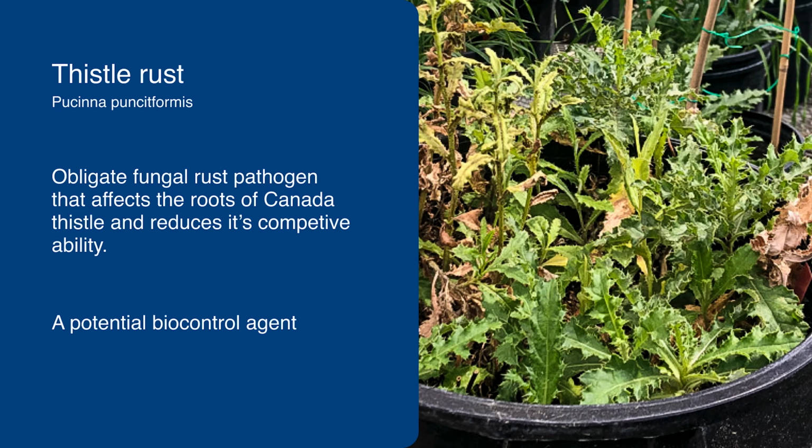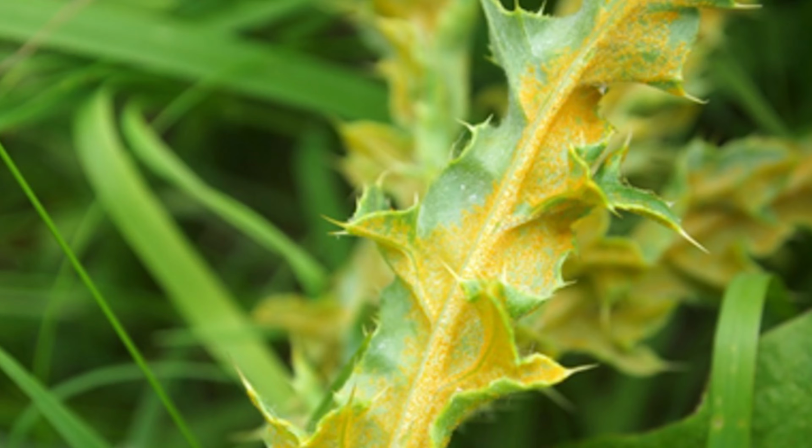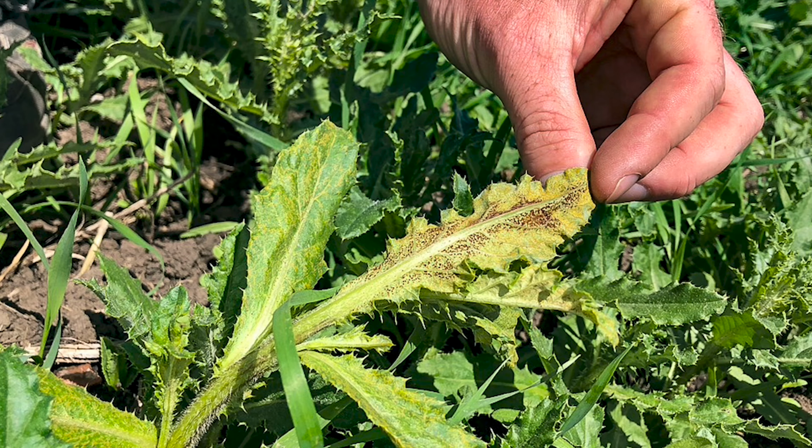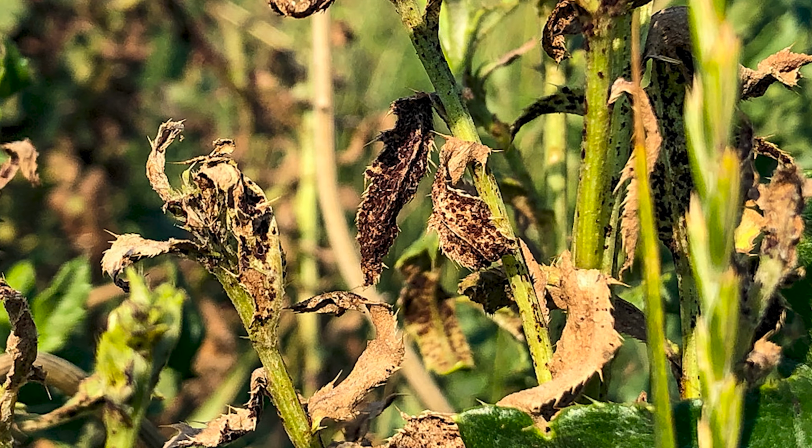Thistle rust, Puccinia punctiformis, is an obligate fungal pathogen that infects and can reduce biomass and abundance of thistle over time. Thistle rust spreads through the root system, weakening the plant. Thistle rust occurs naturally on populations of Canada thistle and has been known about for over a century. However, thistle rust has a complicated life cycle that includes 6 different spore stages.